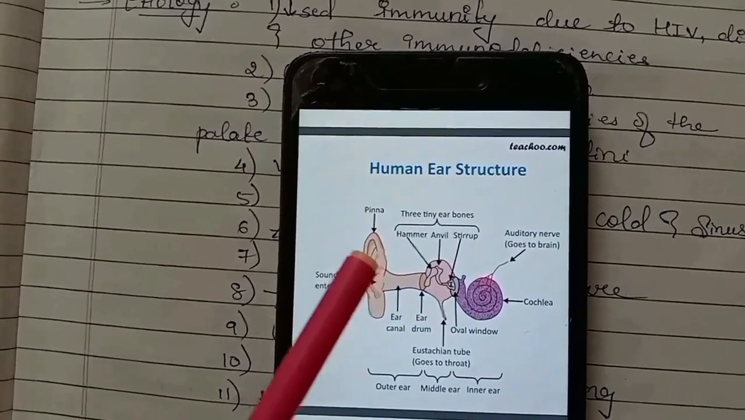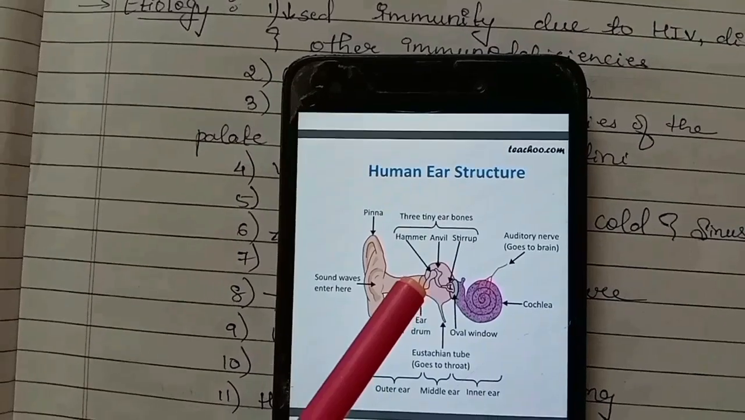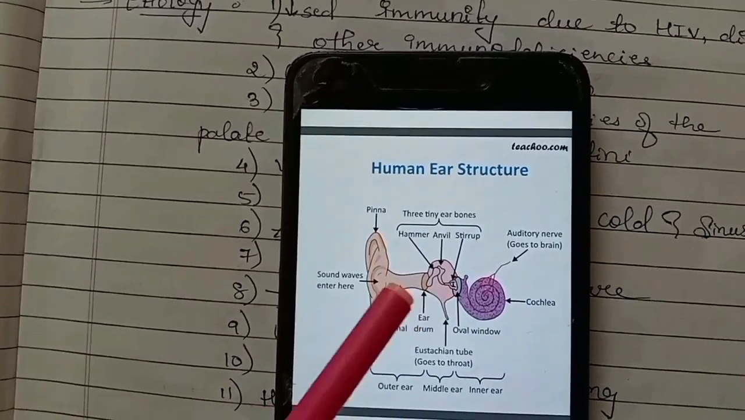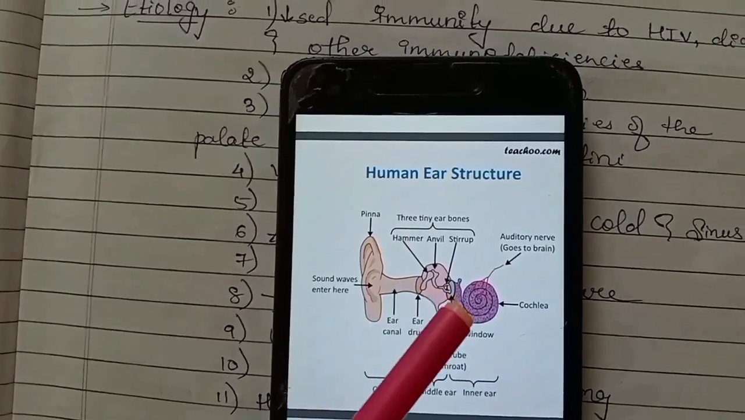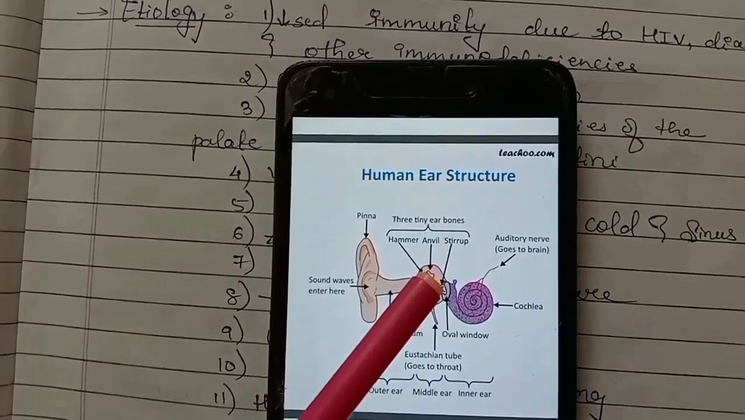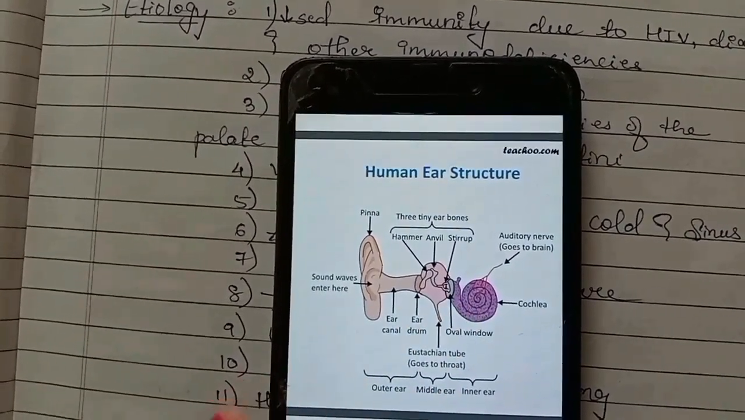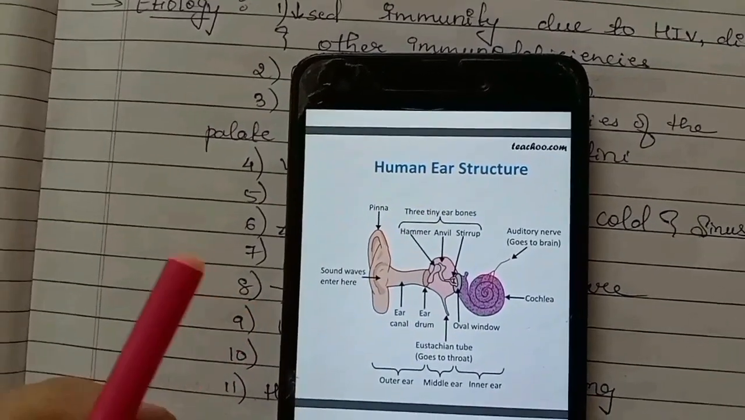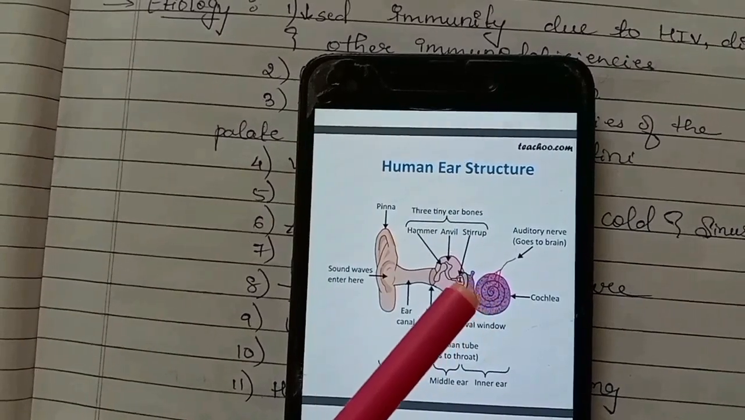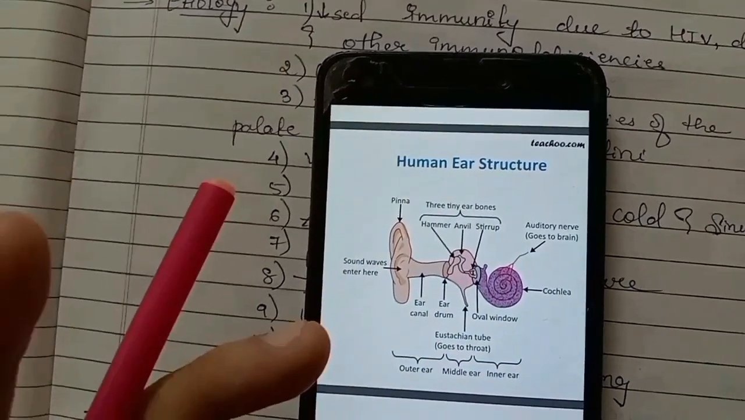And this is the tympanic membrane, also known as the eardrum. It forms the border between the outer ear and the middle ear. Then this one is the inner ear. The inner ear consists of two things, that is the vestibular apparatus and the cochlea. The vestibular apparatus has the vestibule and semicircular canals.